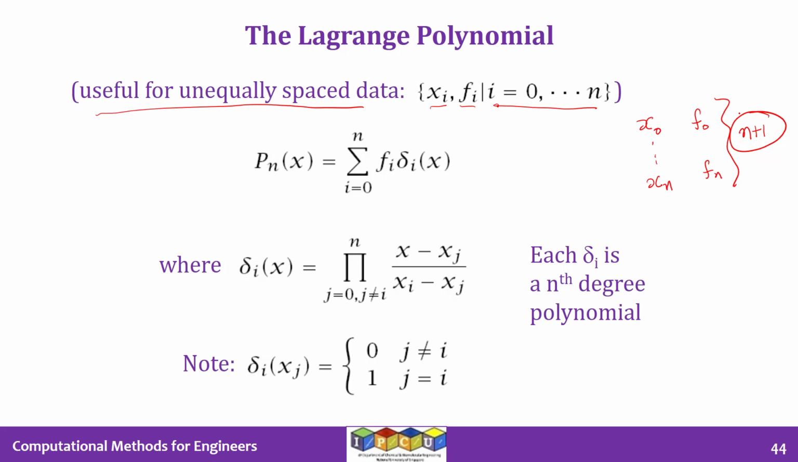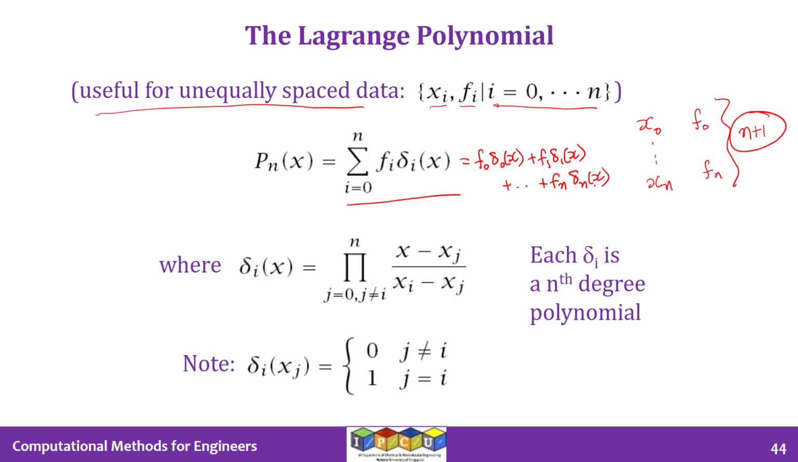Now, the Lagrange polynomial Pn of x is defined by the summation, i goes from 0 to n. So there are actually going to be n plus 1 terms on the right hand side, which we can write as f0 delta 0 of x plus f1 delta 1 of x and so on till fn delta n of x. That's what the summation expands to. So Pn of x will have n plus 1 terms on the right hand side.